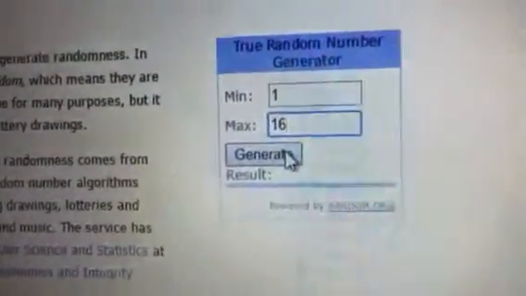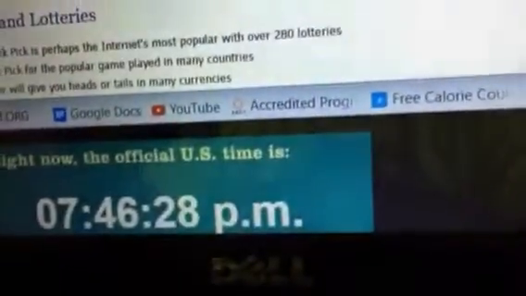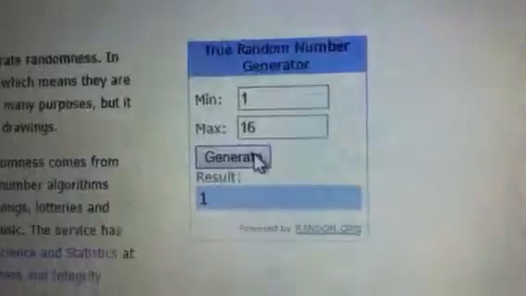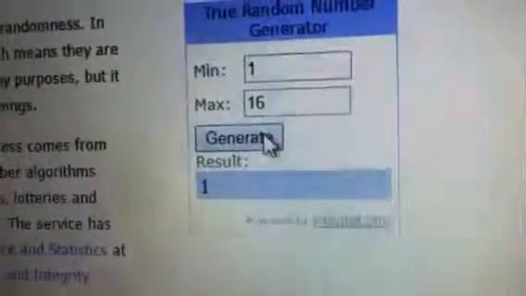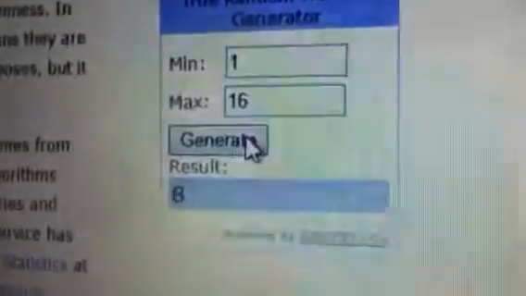All right, I'm gonna pull the first winner. I'll pause and pull the second. The first winner is going to be number one. 7:46. Number one took the first one. And number eight takes the second one. That's number one and number eight at 7:46.